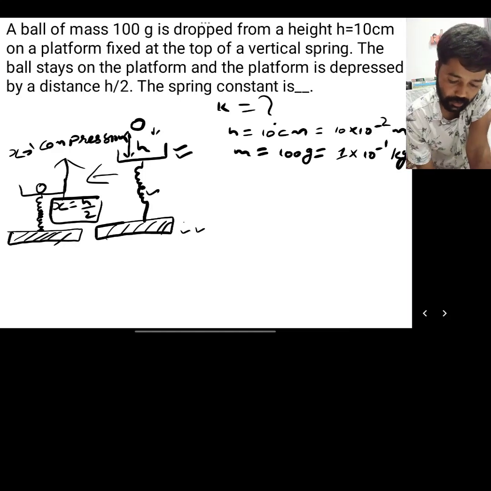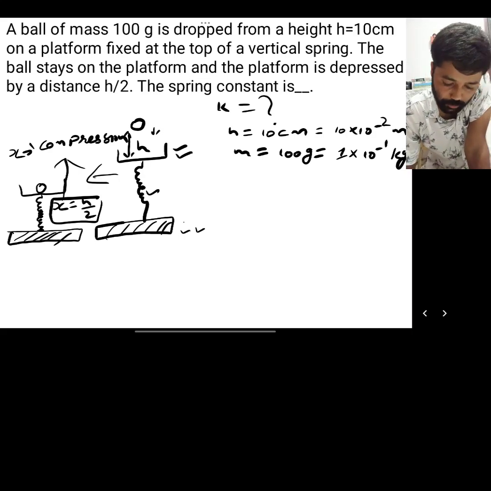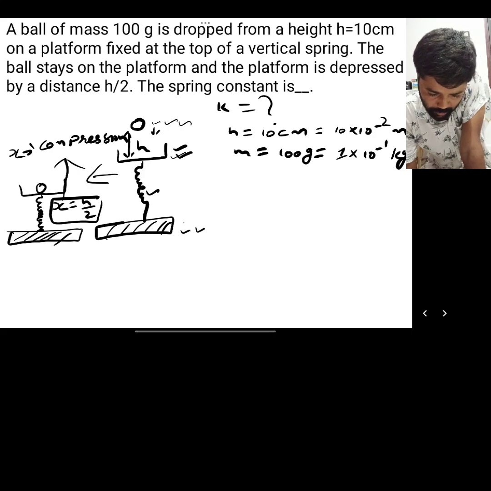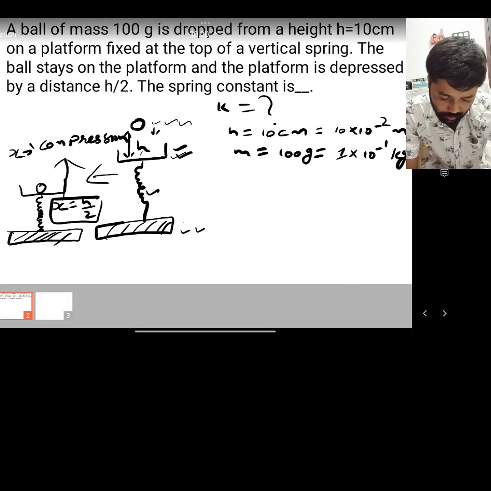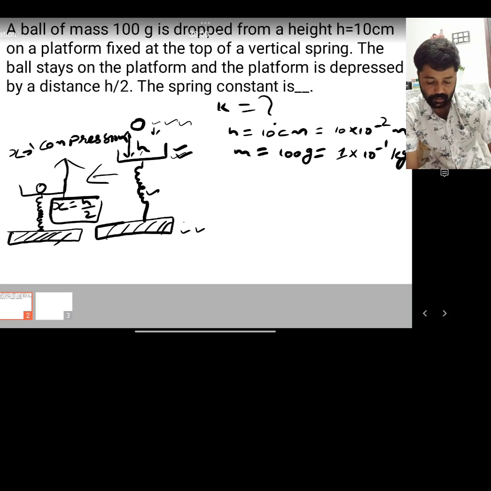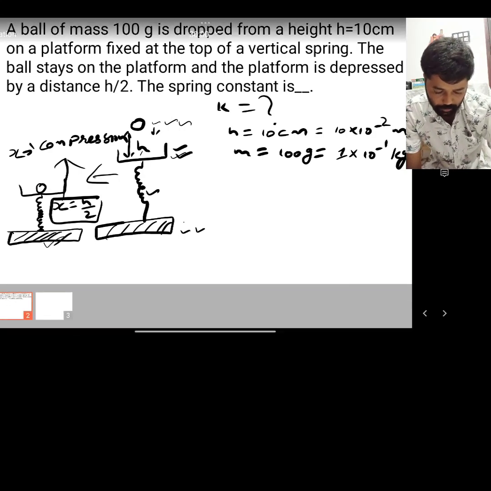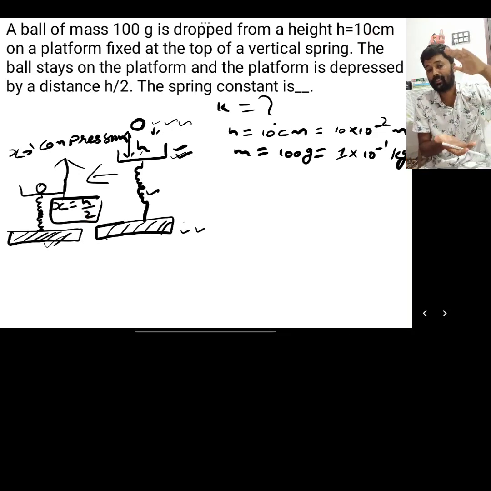This is a question from work, energy and power, asked in JEE 2022. It is a very important question. Taking this as the reference, the ball has potential energy mgh, since this height is h. Now it falls and hits the platform connected to the spring, which is attached to a fixed point. After the hit, the spring is compressed by h by 2, and since h is 10 centimeters, the compression is 5 centimeters, so the spring length decreased by 5 centimeters.